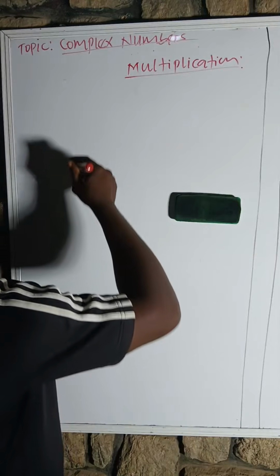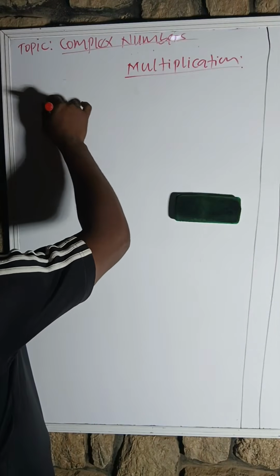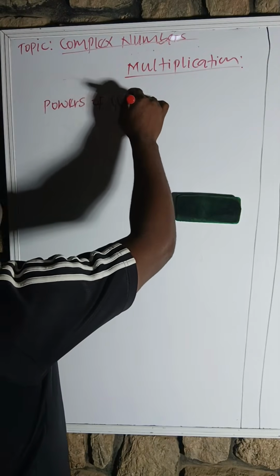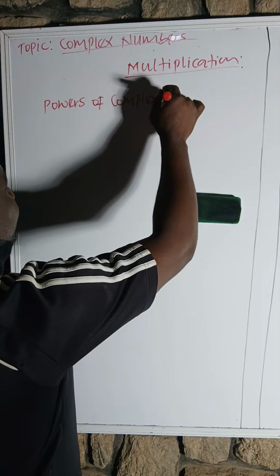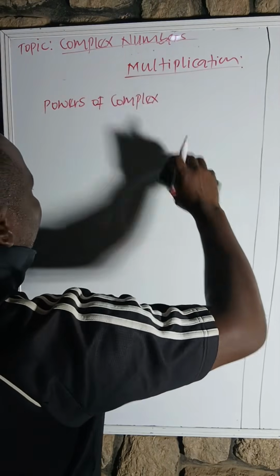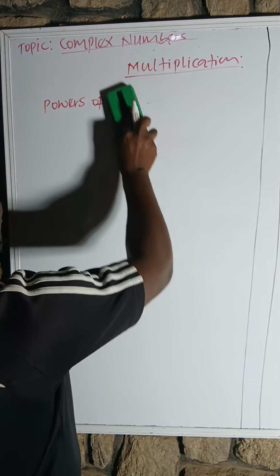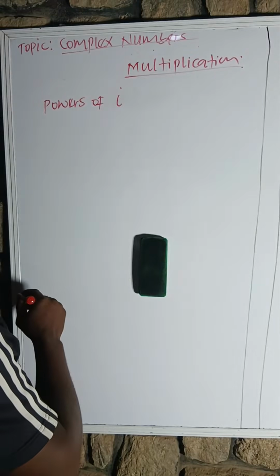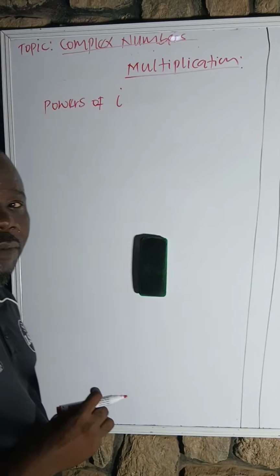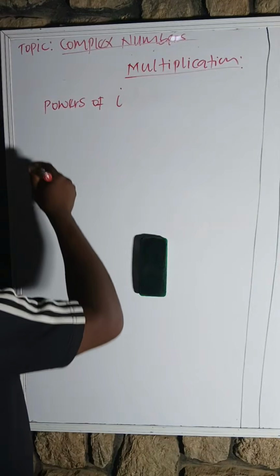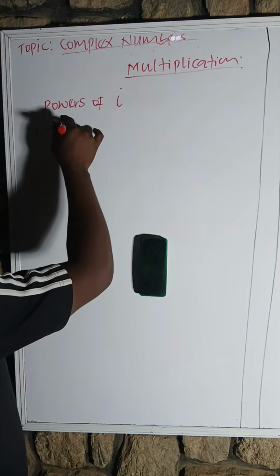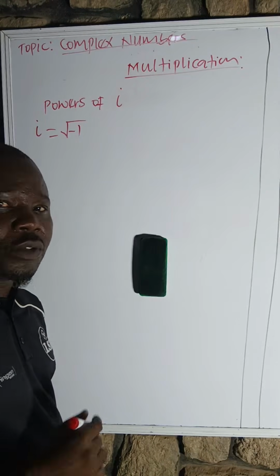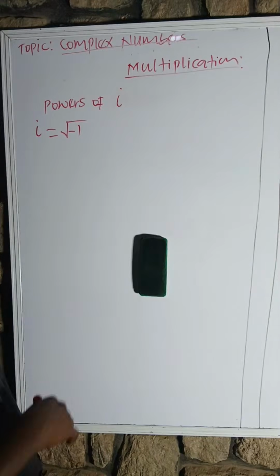We are looking at powers of complex numbers. Powers of i. That is what I mean. So you need to understand the meaning of powers of i, which I told you that i is equal to the square root of minus 1. So if i is equal to the square root of minus 1, what will happen to i squared?